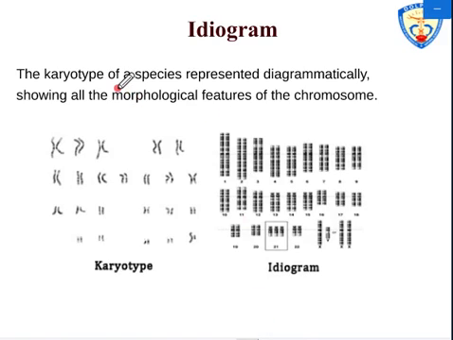Now a karyotype of a species, when represented diagrammatically such that it shows all the morphological features of the chromosome, is known as an ideogram. So this left image is a karyotype, and the right image, which shows all the morphological features, the bandings of the chromosomes, is known as the ideogram.